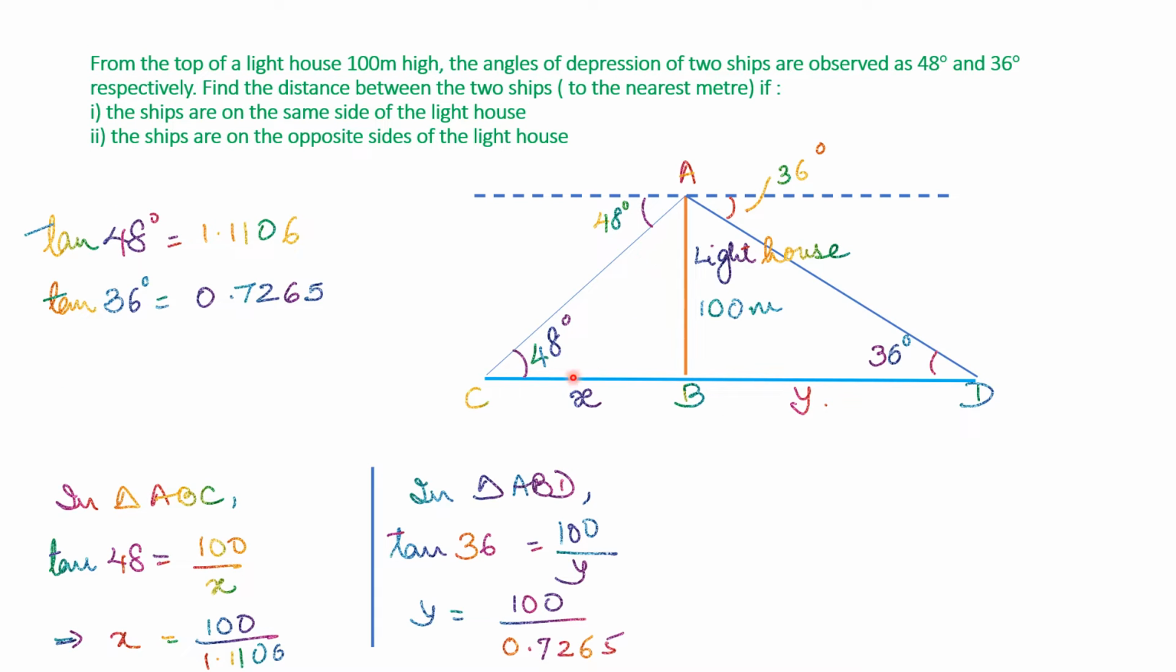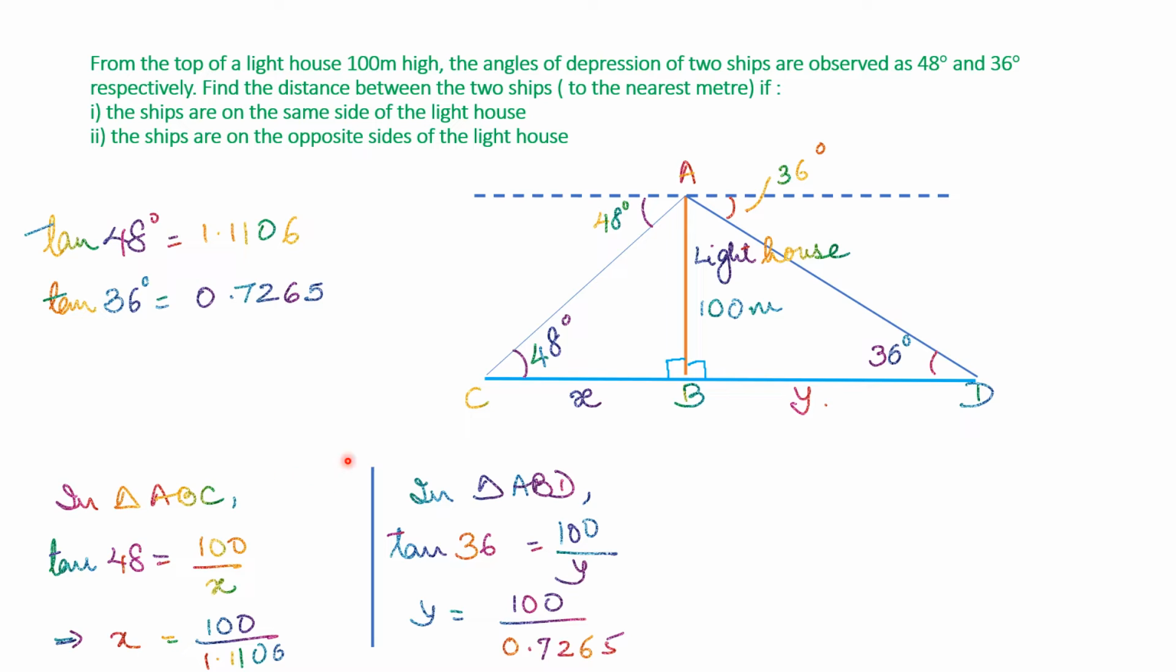This is on the same side of the lighthouse. This is the lighthouse, 100 meters high. You have got 48 degrees, 36 degrees, and you have two right angle triangles over here. This is one right angle triangle. This is the other right angle triangle. What is different here is that you are given 48 and 36 degrees. That means tan 48 you should be able to find from the tan table, which will be provided to you by the board, and tan 36 is 0.7265. Remaining everything remains the same.